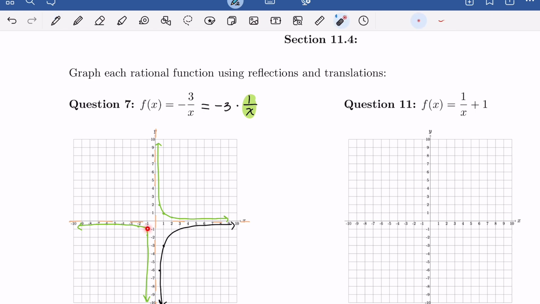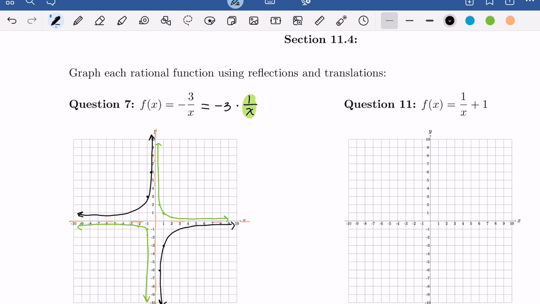So doing the same thing for these points here, we're going to reflect this and then multiply the output by 3. So we're going to have a point here, we're going to have a point here, and so our graph again is not going to cross these asymptotes, so it's going to look something like that there.